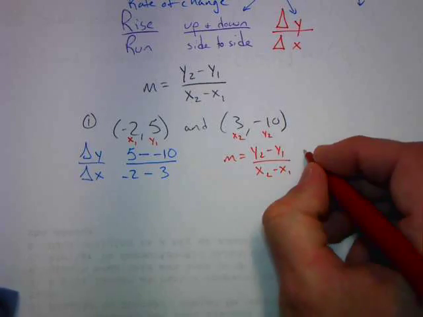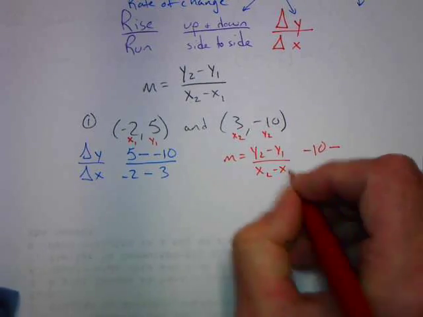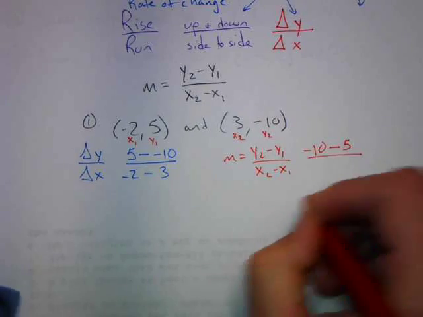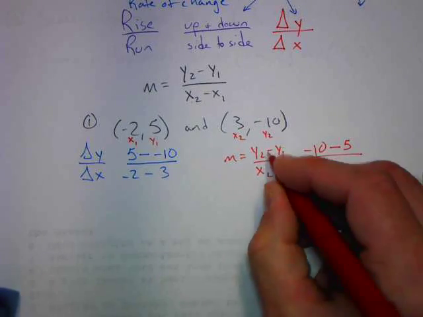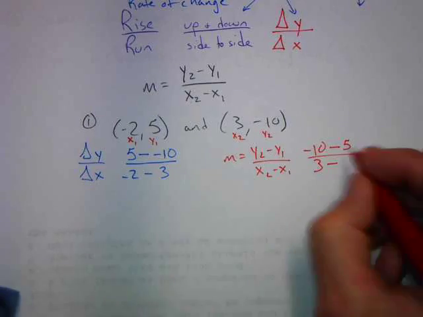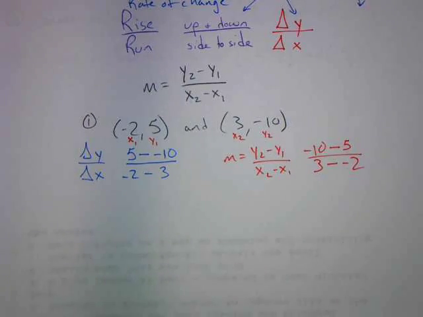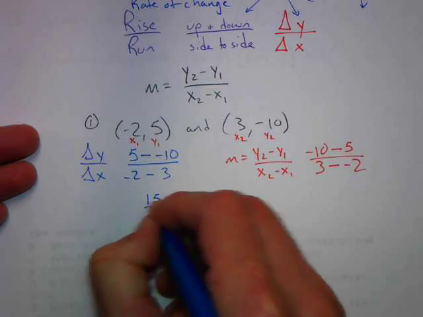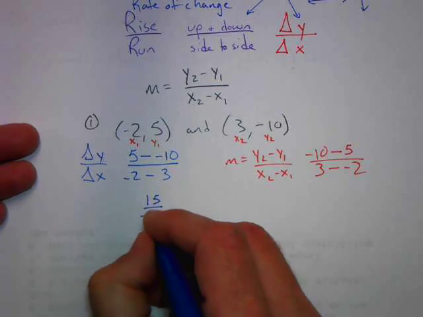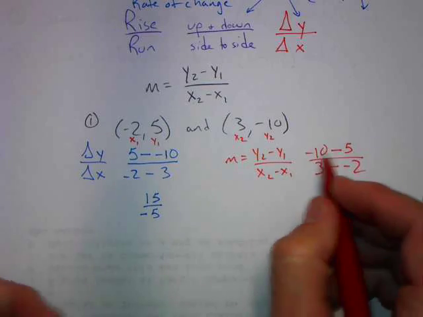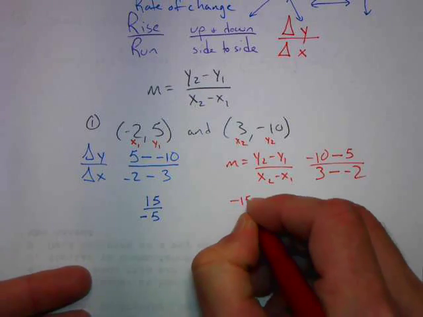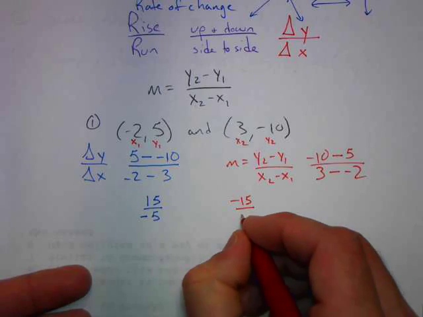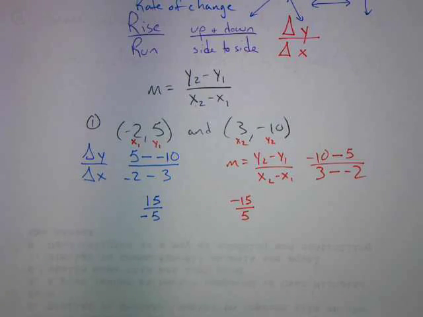So you have y2, which is -10, the minus from the formula, then y1, which is 5, and it's over x2, which is 3, the minus from the formula, and then x1, which is negative 2. Once again, being careful with signs. And then for each case, we begin to do some work. You have 5 minus negative 10, which is positive 15, negative 2 minus 3, which is negative 5, if you do it that way. And this way, you have negative 10 minus 5, which is negative 15, and 3 minus negative 2, positive 5. And so we have two different slopes, maybe.